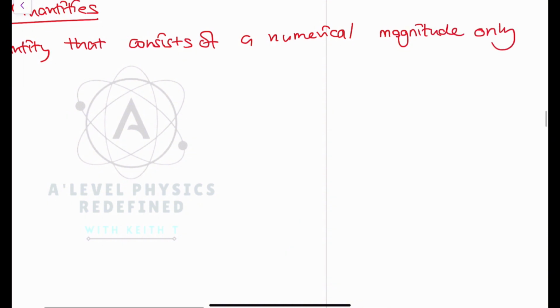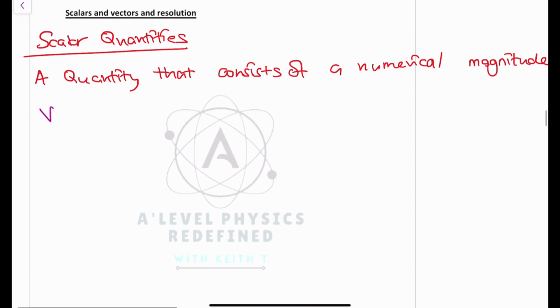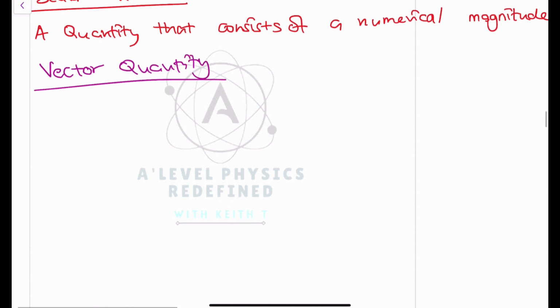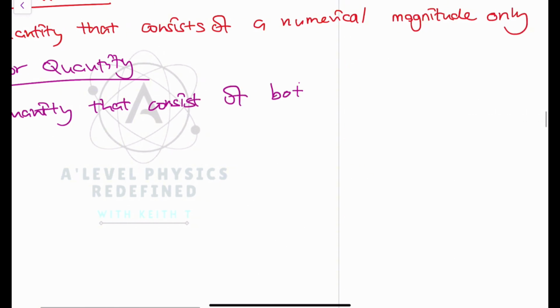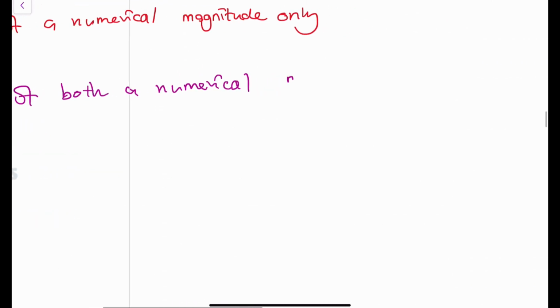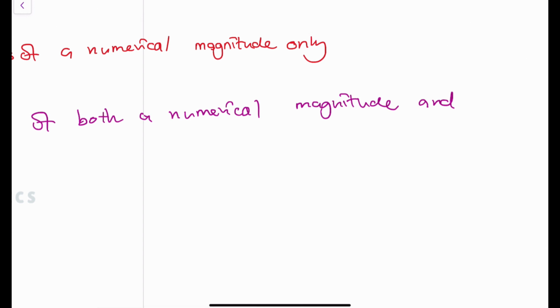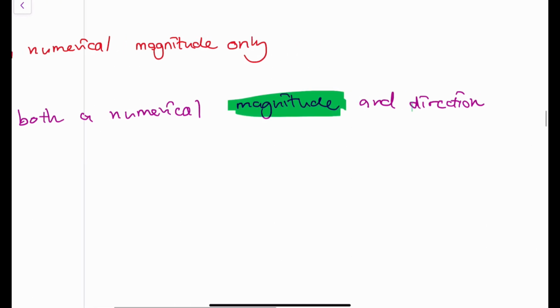And what is a vector quantity? Let's just talk about them now and then explain later. A vector quantity is basically a quantity that consists of both a numerical magnitude and direction. So the emphasis is on the numerical magnitude as well as the direction.